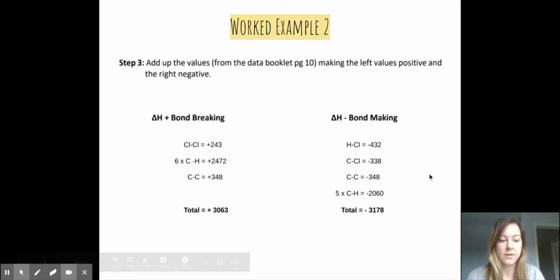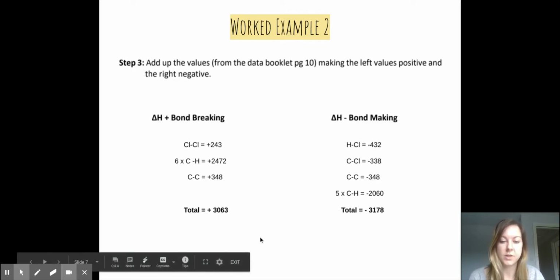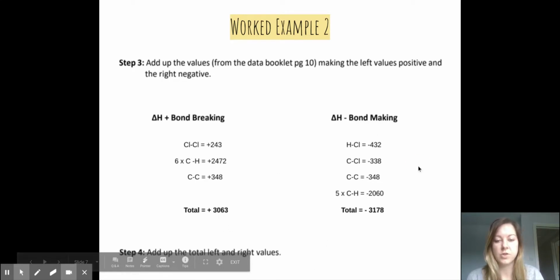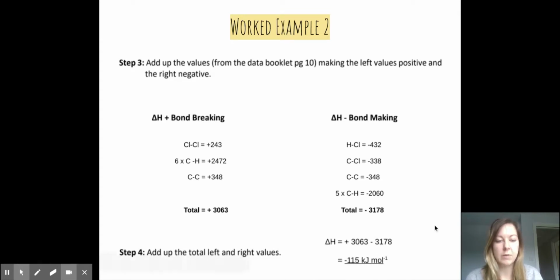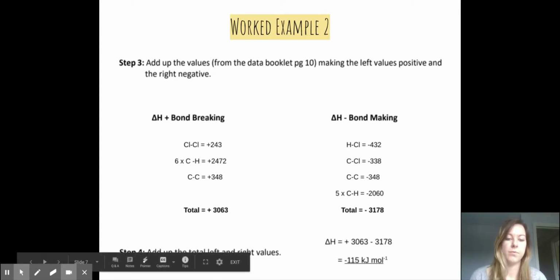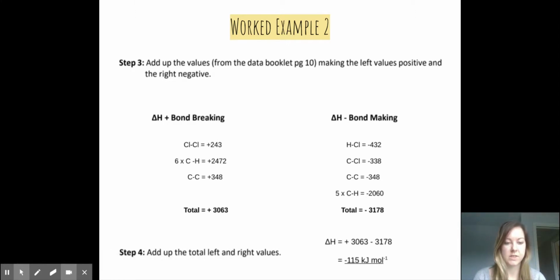So to get the answer to this question, which is the total enthalpy change, all we have to do is add these values together. So 363, take away 3063, take away 3178 will give us a value of negative 115, and the units are always kilojoules per mole.